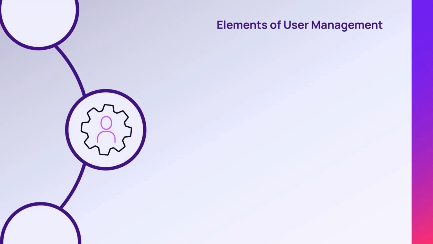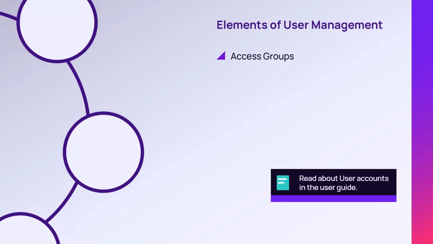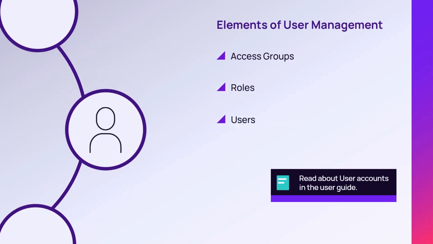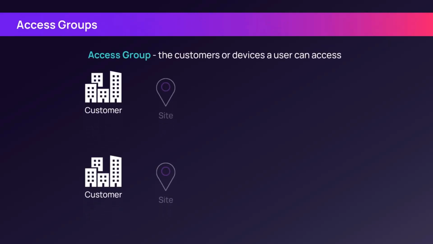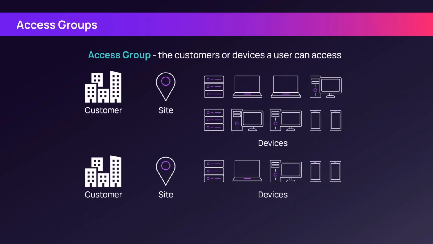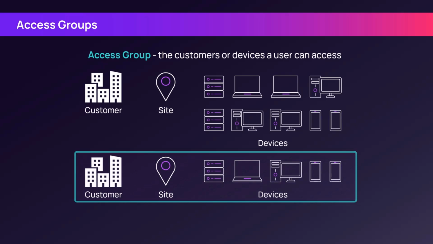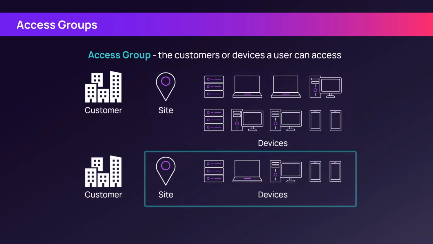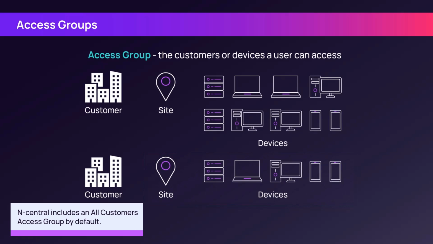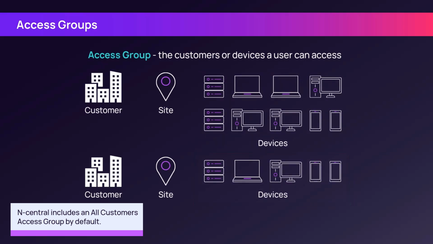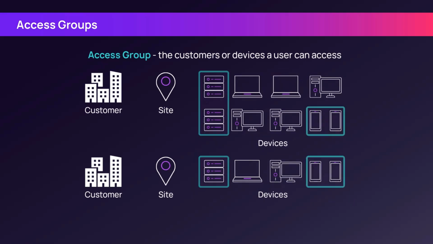There are three components to user management in nCentral: access groups, roles, and users. Access groups define the customers or devices a user can access. An access group can be as broad as the entire service organization, or as narrow as a single site. As another example, an access group can include all managed devices, or be limited to a single device class, such as servers or mobile devices.